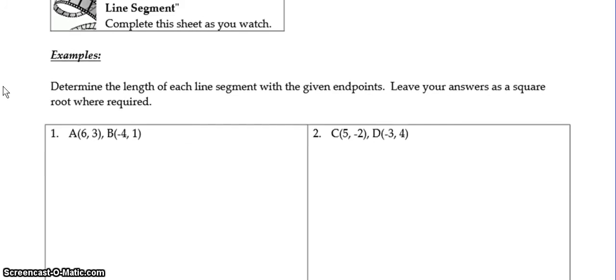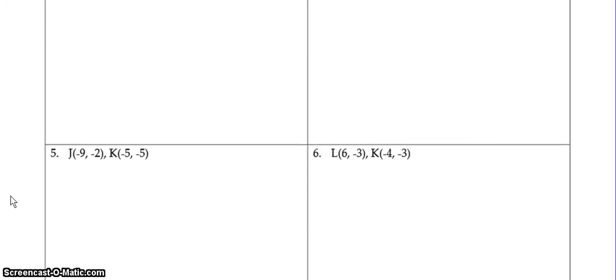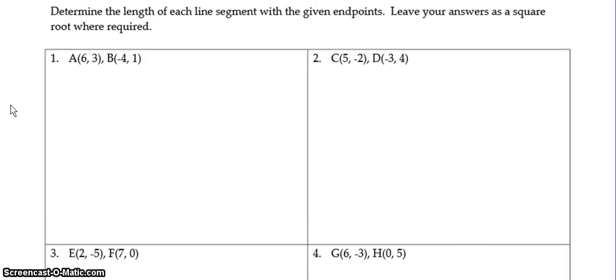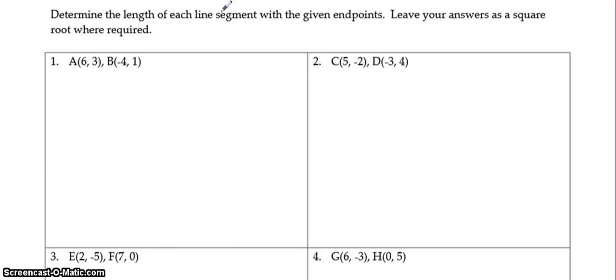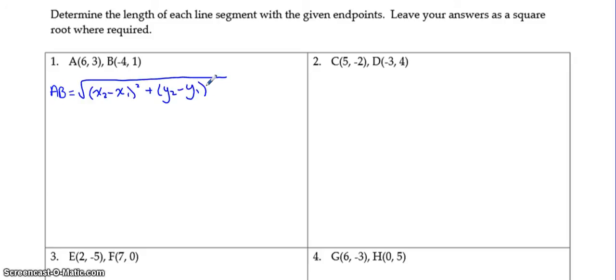So let's try a couple of examples. What will happen is I'll do a couple, and then you'll have a chance to try some on your own. So the first example, because the points are A, B, to find the length, you're going to write AB. That's for your proper communication. So that's equal to the square root of x2 minus x1 squared plus y2 minus y1 squared.